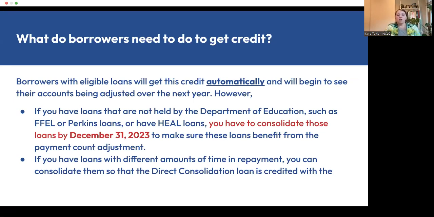If you have loans that are not held by the Department of Education, such as FFEL or Perkins loans, or if you have an older form of loan called HEAL loans, actually all three of those are older forms of loans, you have to consolidate those loans by December 31st of this year to make sure that those loans benefit from the payment count adjustment. The other big flag is that if you have loans with different amounts of time in repayment, you can consolidate them together so that that direct consolidation loan is credited with the amount of the longest period of repayment on the loans being consolidated.